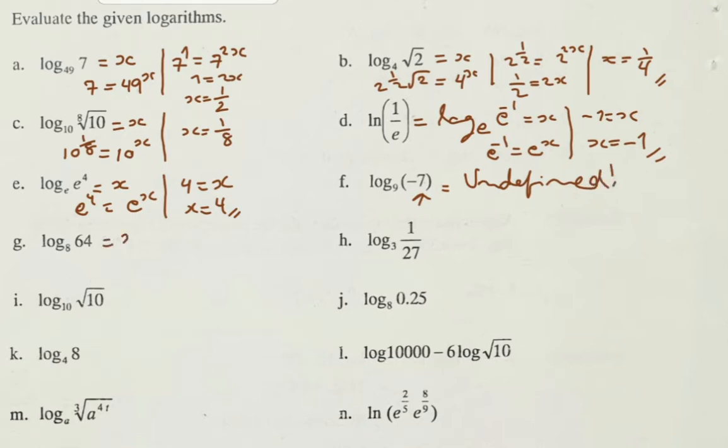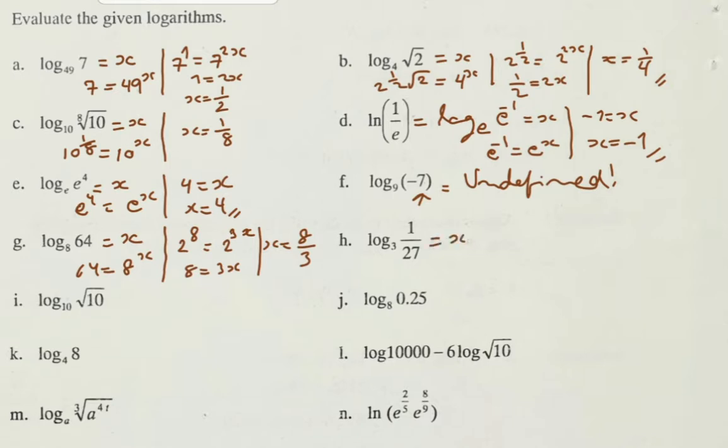G. Let it be x. Exponential form. x is above. Make the bases equal. 64 is 2 to the power 8, right? 2 to the power 8. You can check. 8 is 2 to the power 3. 2 to the power 3 to the power x is 2 to the power 3x. So 8 is equal to 3x. Therefore x is 8/3.